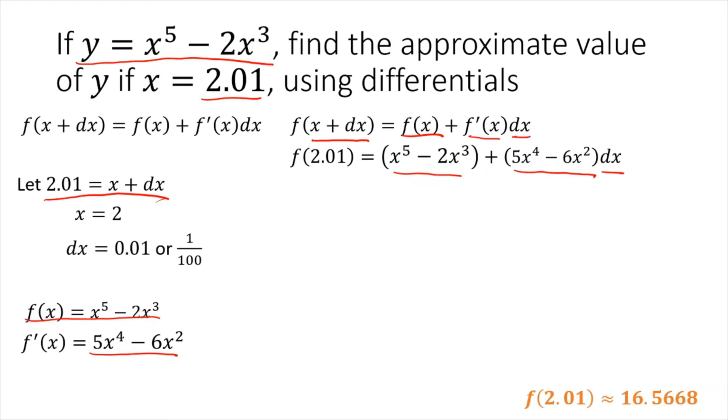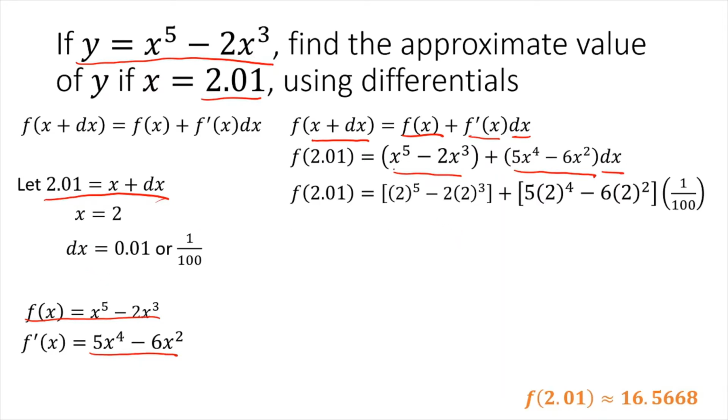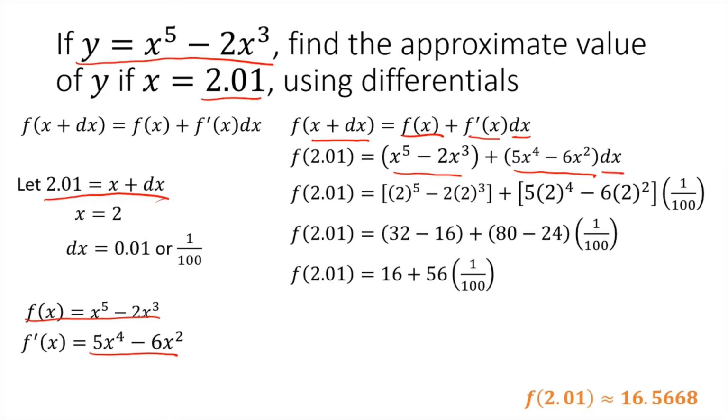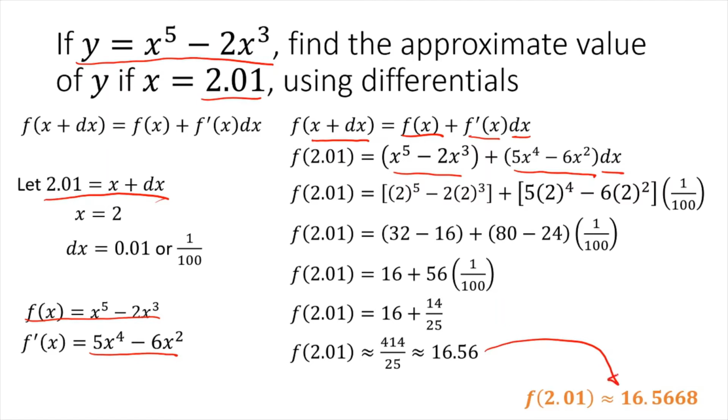And then next, we plug in the values that we obtained earlier for x and dx. Okay? So x is 2, and then dx is 1 over 100. You just simplify this expression on the right. We'll arrive at this value, 414 over 25, which is approximately equal to 16.56, which is also approximately equal to the value that we obtained using our calculators. Okay, so this is now our final answer.